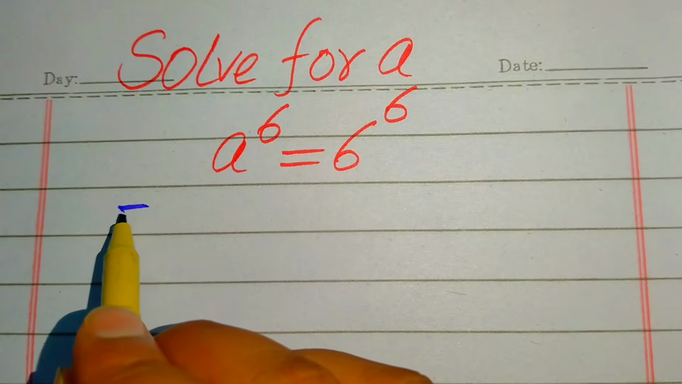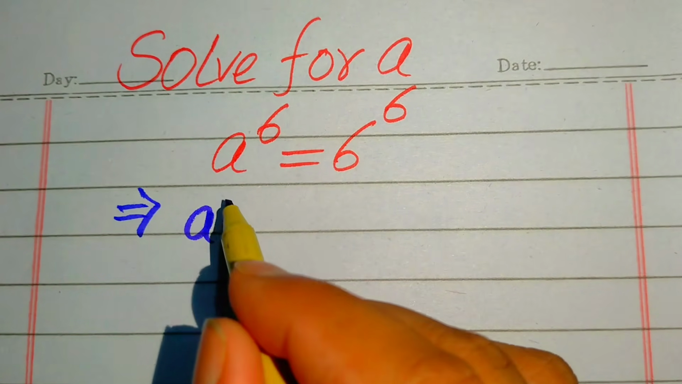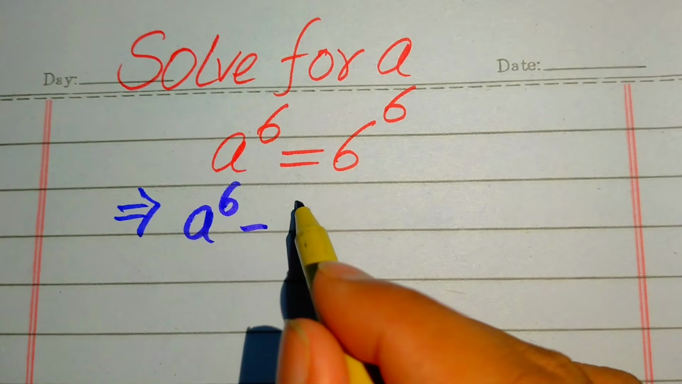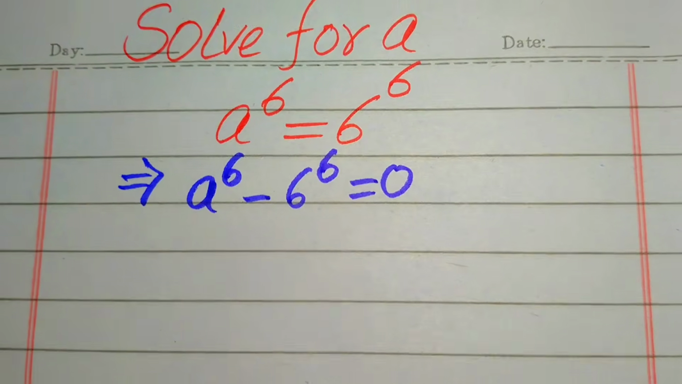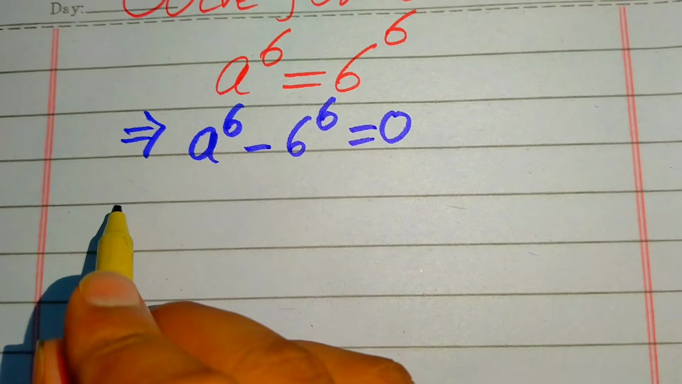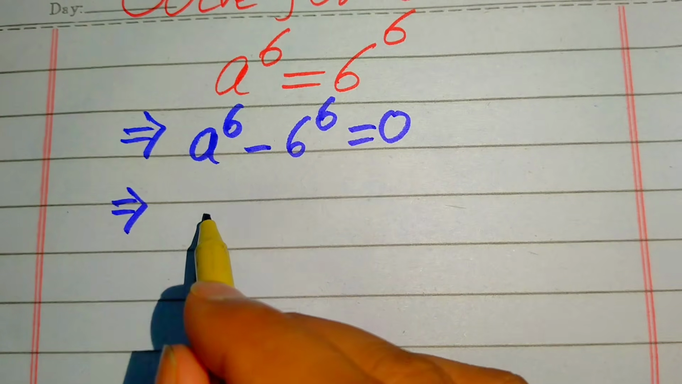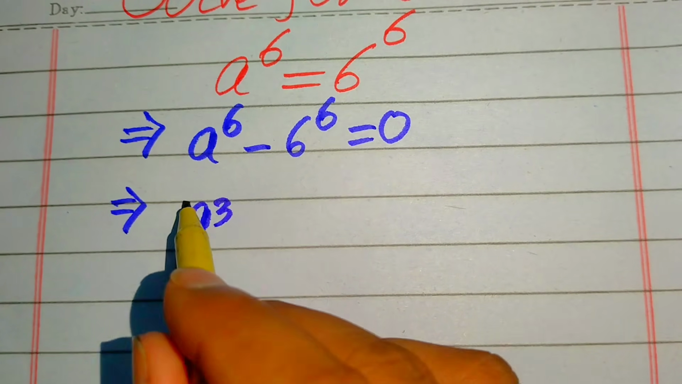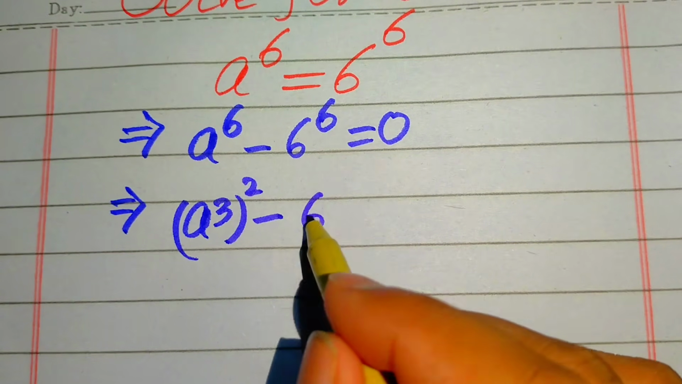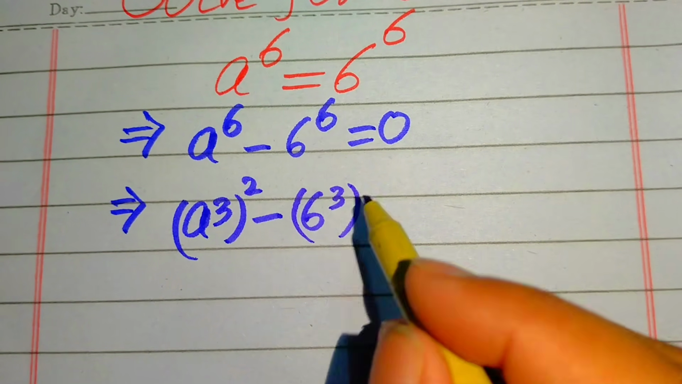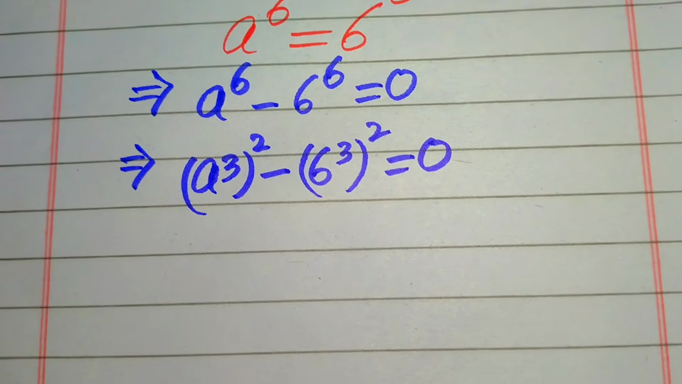So first we rewrite this equation. We move 6 to the power of 6 to the left hand side, and it becomes a to the power of 6 minus 6 to the power of 6, and this whole equation is equal to 0. And now in the next step we rewrite this equation: a to the power of 6, we write as a cubed and its whole square, minus, in the same pattern, we write 6 to the power of 6 as 6 cubed and its whole square, and this is equal to 0.